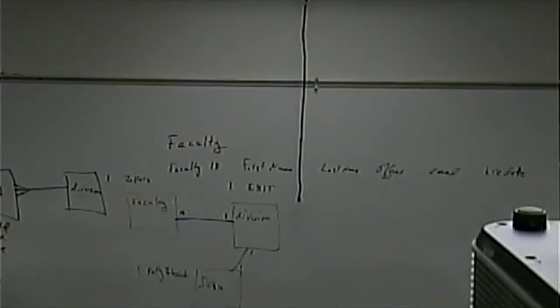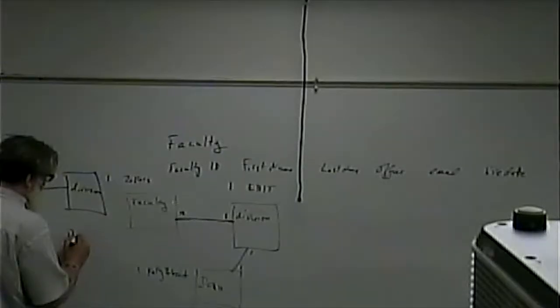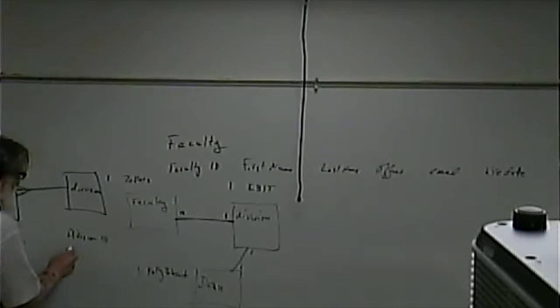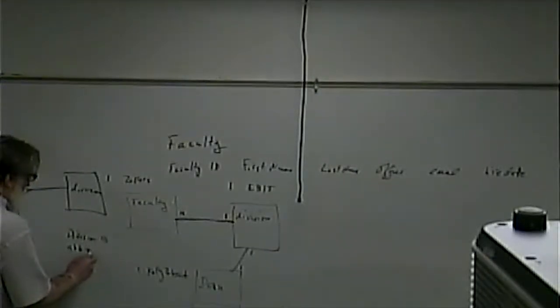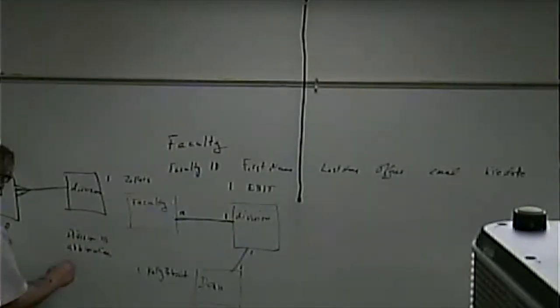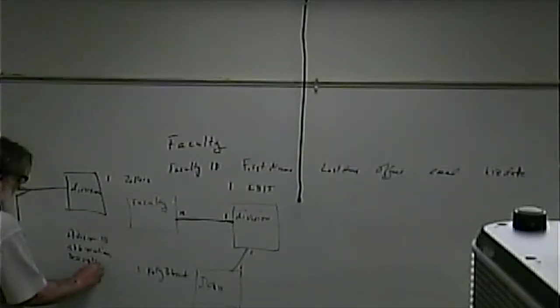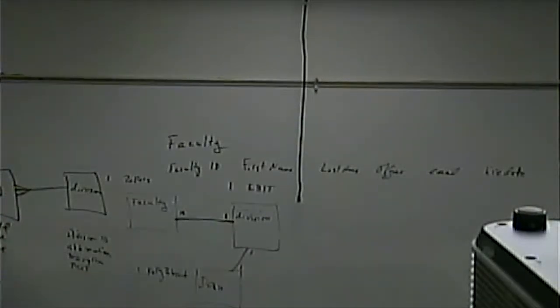For division, we're going to maybe store division ID. We're going to store an abbreviation. Maybe we're going to have a description. Maybe we're going to have an account for it, an account for purchases in the accounting system or whatever. So we're going to have a bunch of things that are associated with the division.